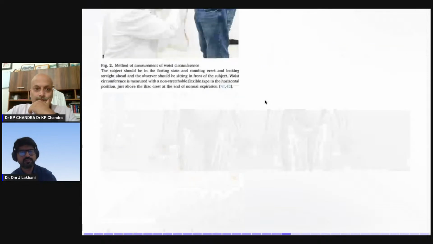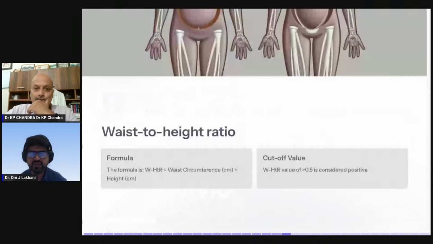Then you have something which is very easy to calculate, which is the waist to height ratio, right? So waist circumference divided by height. So what you do is you take the waist circumference of the patient, in centimeters, and the height of the patient in centimeters.